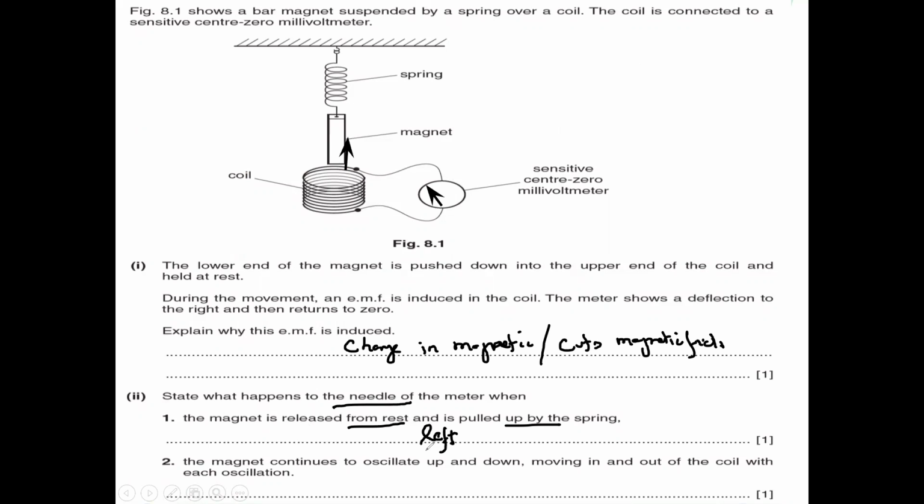The magnet continues to oscillate up and down. What will happen to the deflection on the galvanometer? If the magnet is moving up and down, there is a continuous change in magnetic field in opposite directions, which causes the galvanometer reading to deflect as well. So the needle will deflect right and left, oscillating between the two extremes.